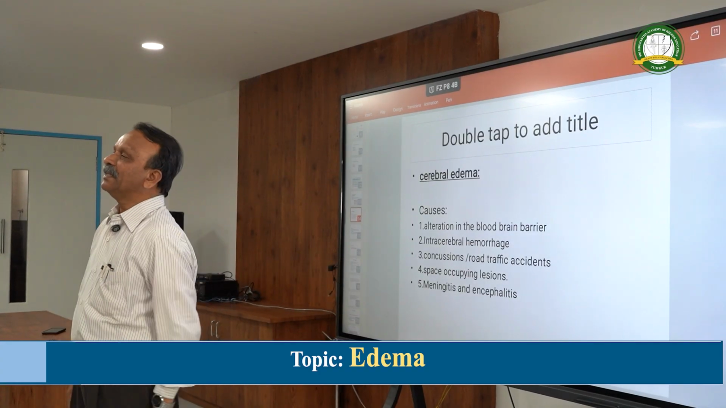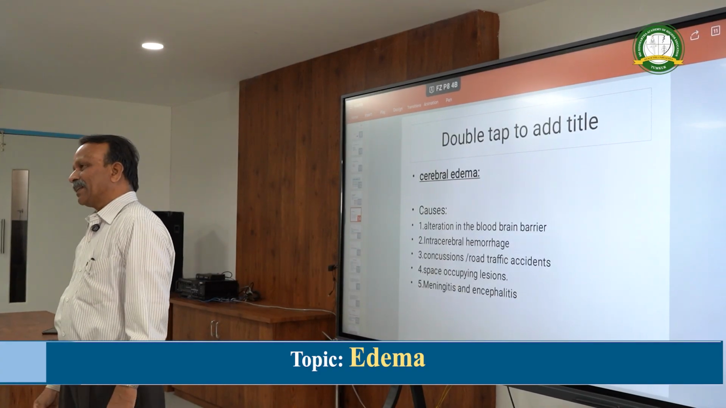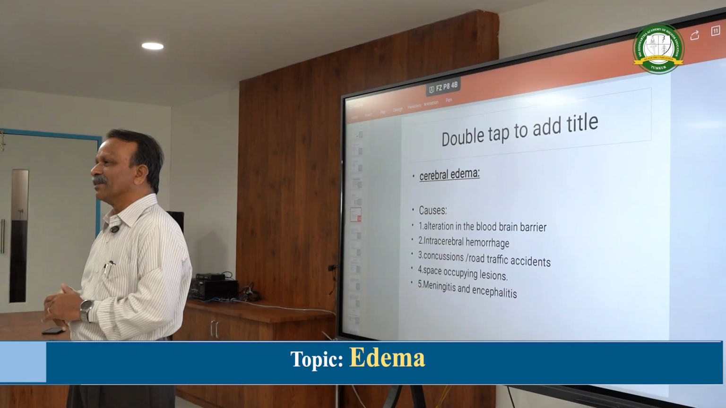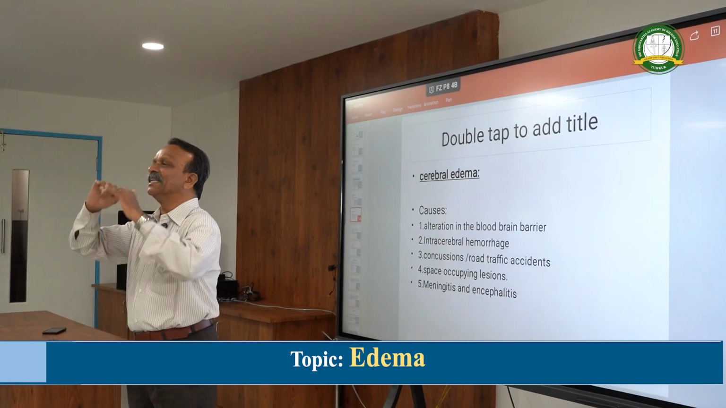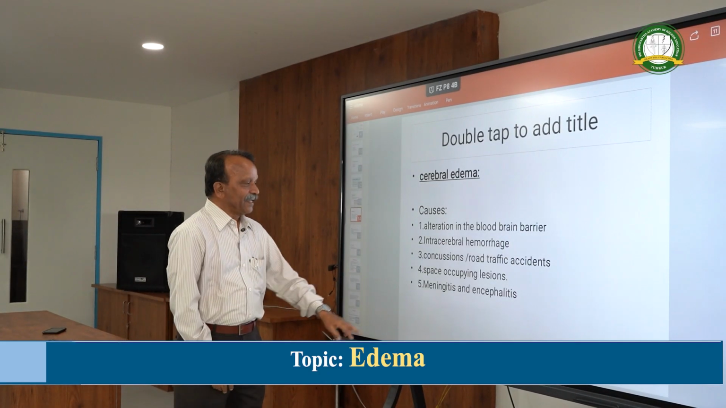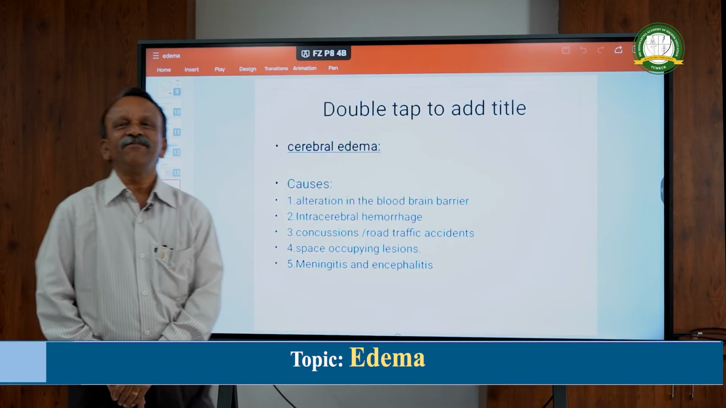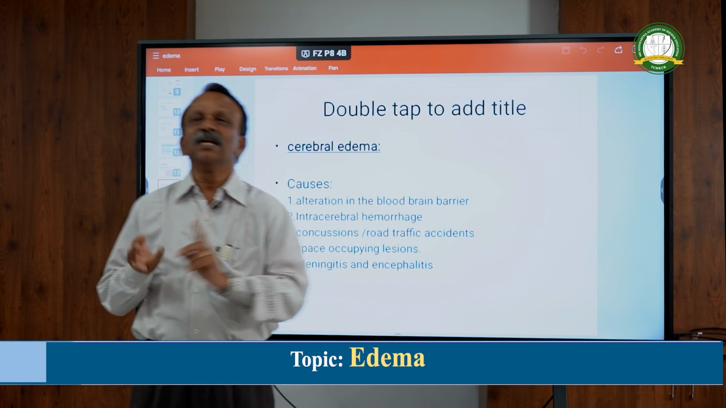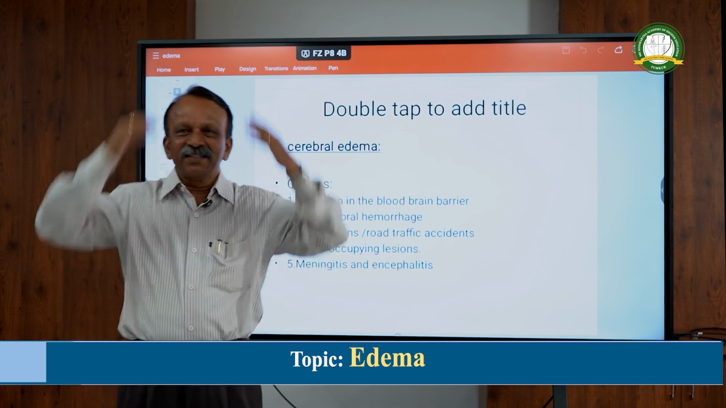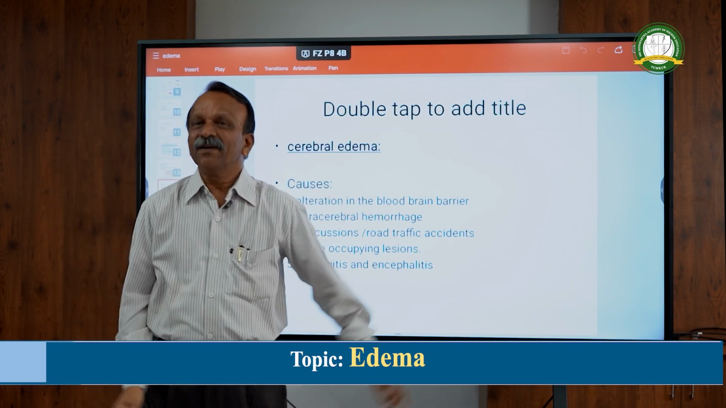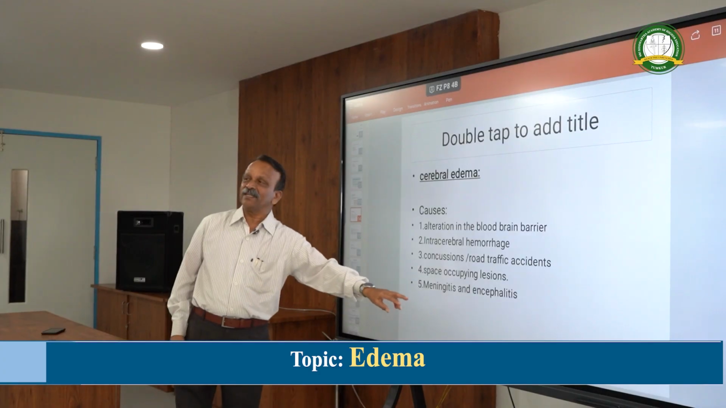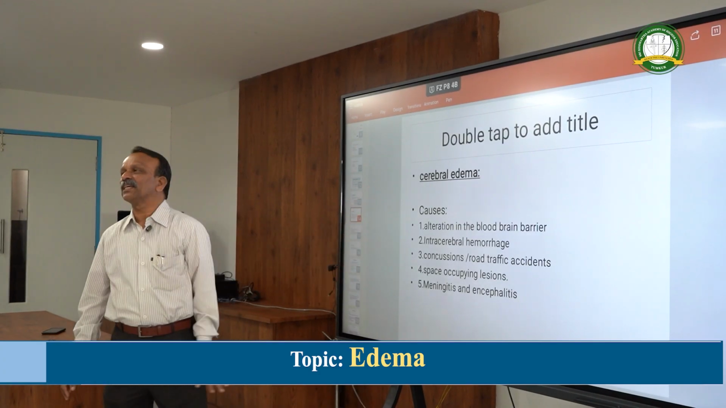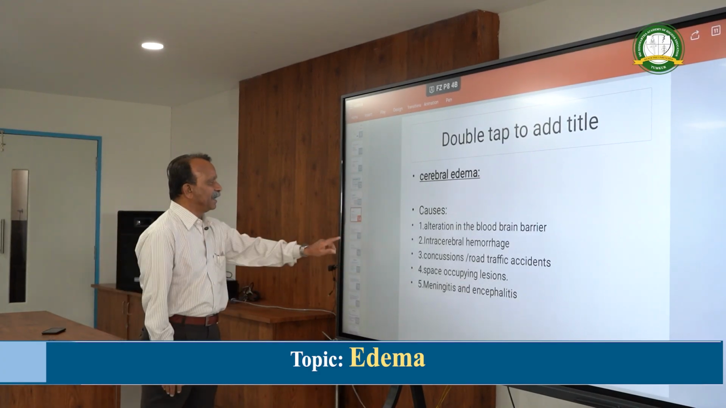For example, tumors of the brain, any cancerous tumors of the brain, also result in edema of the brain. Then in cases of infections, maybe tubercular meningitis, bacterial meningitis or viral meningitis, it results in edema of the brain. So these are some, and encephalitis. These are some of the causes for cerebral edema.